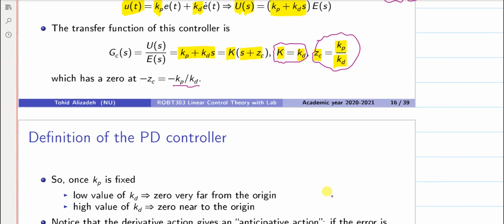And then obviously, if we keep Kp fixed, with a low value of Kd, the zero will be far from the origin. If the value of Kd is high, then the zero will be close to the origin. So as Kd increases, the zero moves towards the origin, and as Kd decreases, the zero moves far from the origin, once Kp is fixed.